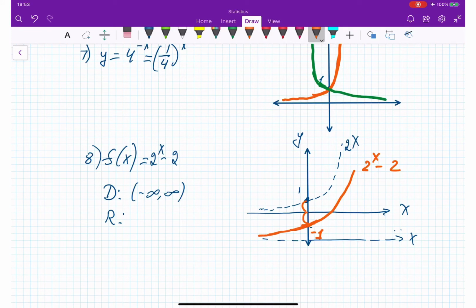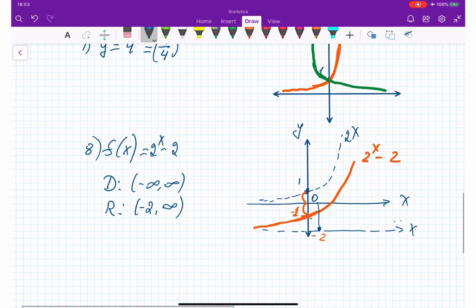So it's gonna be better seen. So this is negative 1, and this one is gonna be negative 2. Practically this is our 0, and if we move down by this negative 2, it will come right here, minus 2. So range is going to be from negative 2 to positive infinity.